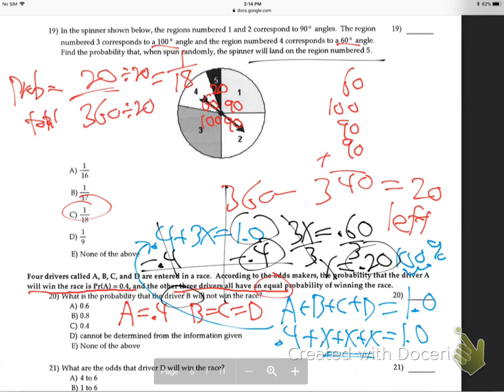What's the probability that driver B will win? 0.20. Is it none of the above? Is that the answer on 20? Somebody have the answer? We'll assume it's true. It's just a little concerning. The answer is B. It's B.